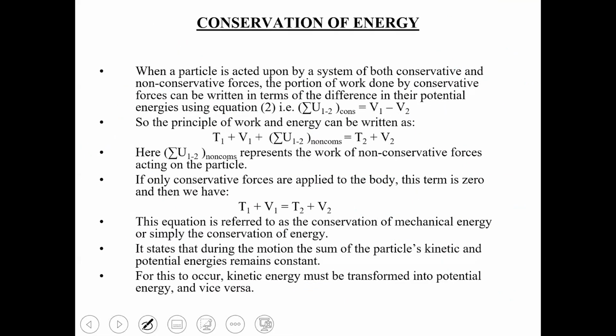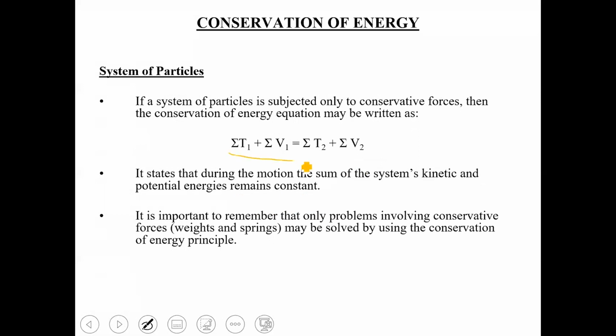So, summarizing again, the principle of conservation of energy states that the total energy of a particle would remain constant provided that there is no non-conservative force acting on that particle. You can apply this principle on a single particle as well as on a system of particles. By system of particles I mean, for example, two particles connected with a rope and pulley, then the initial energy of the system should be equal to the final energy of the system provided that there is no non-conservative force acting on the system between position 1 and position 2.